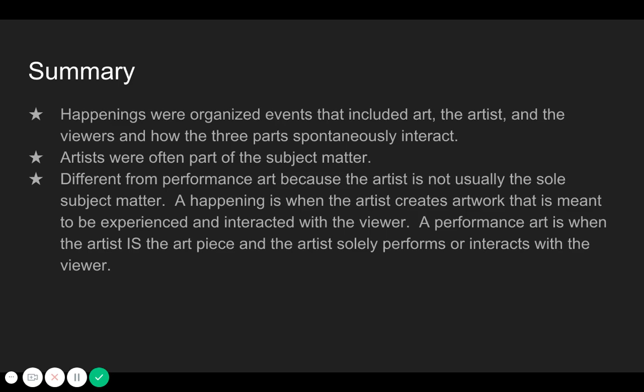So if we compare and contrast a happening versus performance art, okay? A happening is when the artist creates artwork that is meant to be experienced and interacted with by the viewer. Performance art is when the artist is the art piece and the artist solely performs or interacts with the viewer. So that's the difference. They're subtle, but very important differences. And even though we don't really go over performance art very much in this content area, we will definitely be revisiting it in our very last content area for contemporary art.